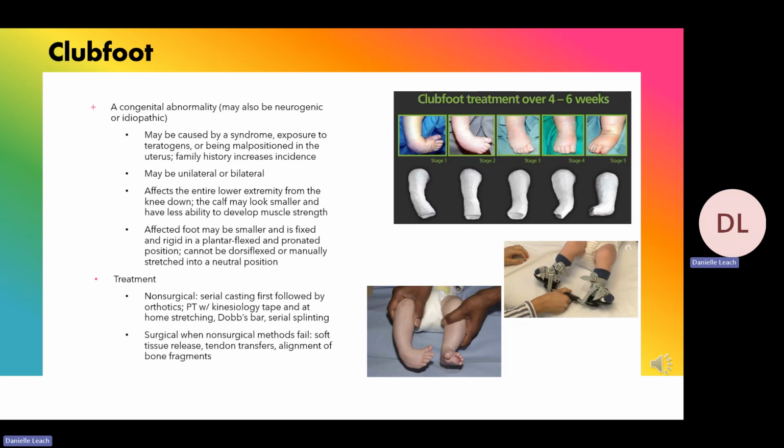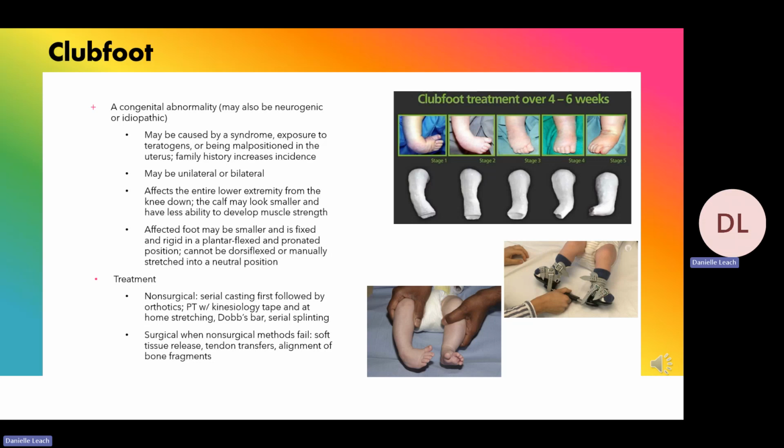It also affects the entire lower extremity from the knee down, so while it's called clubfoot, it also does affect the calf. The calf may actually look smaller, and the actual muscle may be smaller and have less ability to develop muscle strength. The actual foot may actually be smaller, and it's fixed in this really rigid plantar flexed and pronated position. So if you're looking at these, like this bottom picture of that baby's right foot, you can see it's sort of turned inward and you can't stretch it back into its normal or neutral position like the other foot is in. So no matter what you do, it literally will not go back into the correct position.